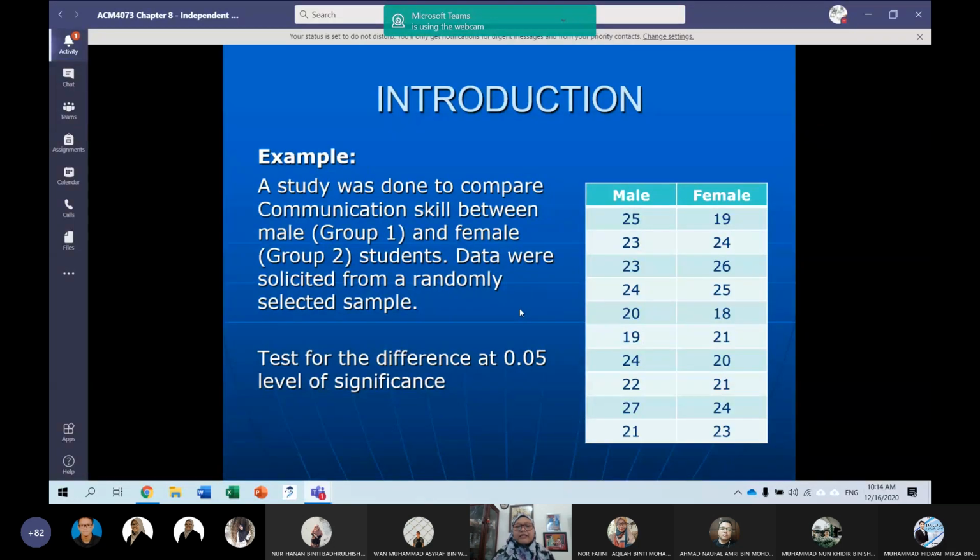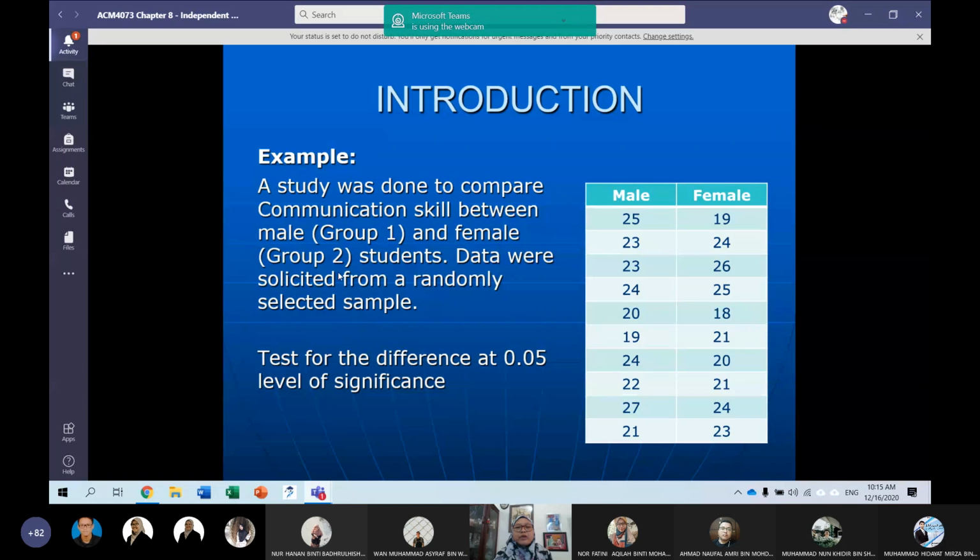This is the example for when you want to do an independent sample t-test. This is a study done to compare communication skills between male and female, group 1 and group 2. Because in SPSS, you have to bring that gender factor into the box. The box will ask you to key in group 1 and group 2, so you key in 1 and then number 2 for the next one.